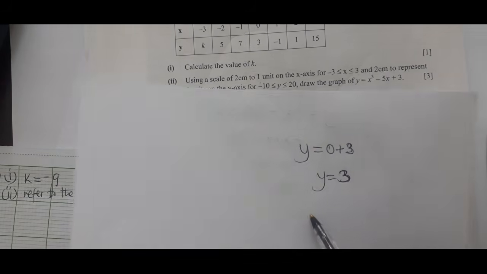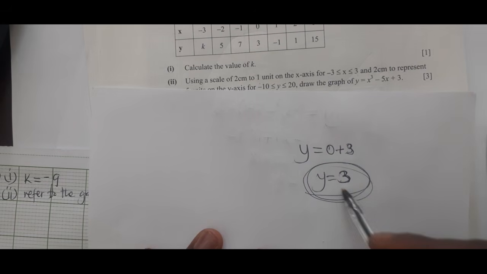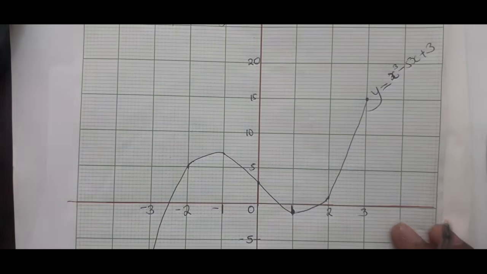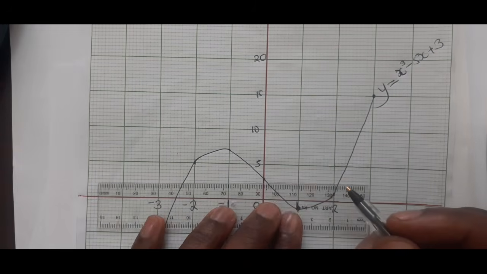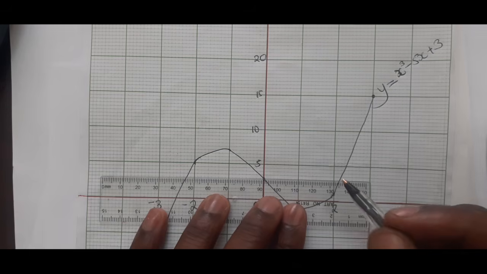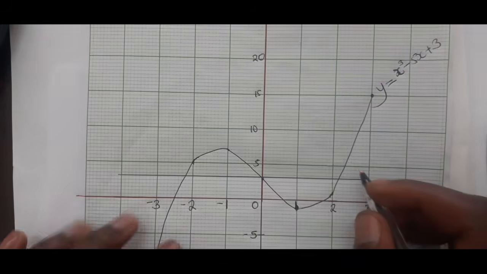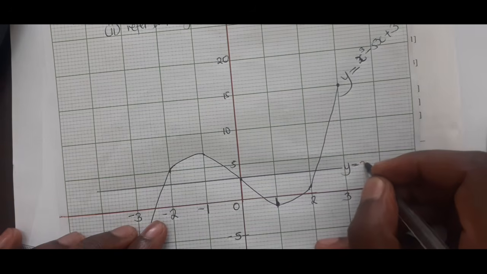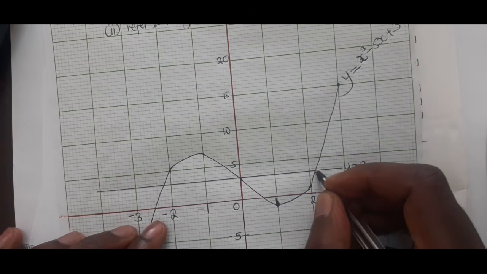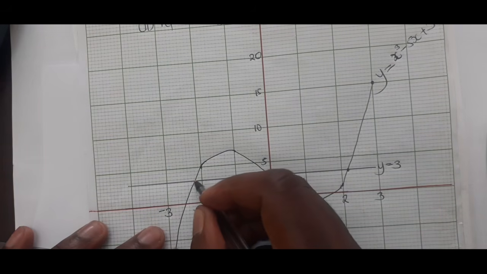So we're going to go and draw a line at the point where y is equal to 3. We come here and look at where y is equal to 3. It's this same point here. So you draw a straight line like this. Then you can say y is equal to 3. Where they meet here, these points are the ones that we want, the x coordinates here.